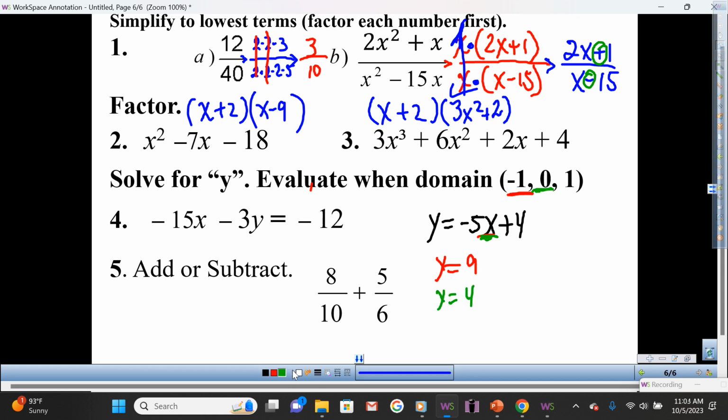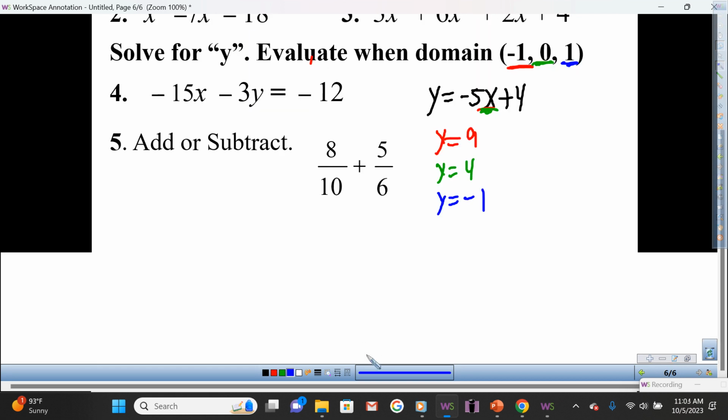And last but not least, if I substitute 1 for x, what is 1 times -5? -5 plus 4, that's -1. Hands if you got that by yourself. All right, we're getting there. Let's go. We got this.